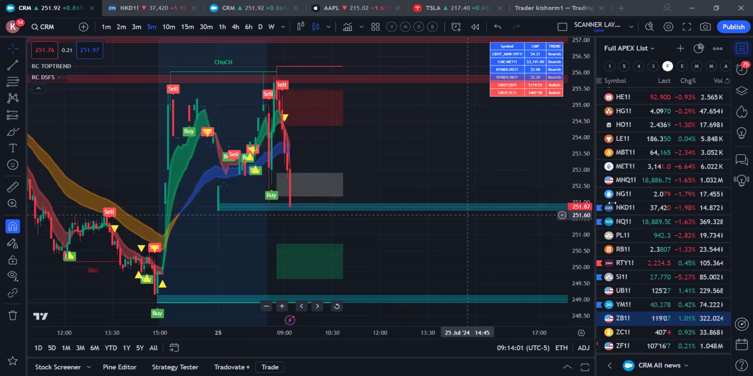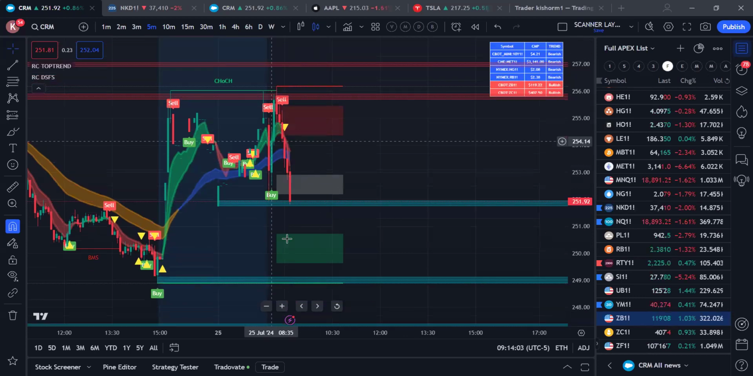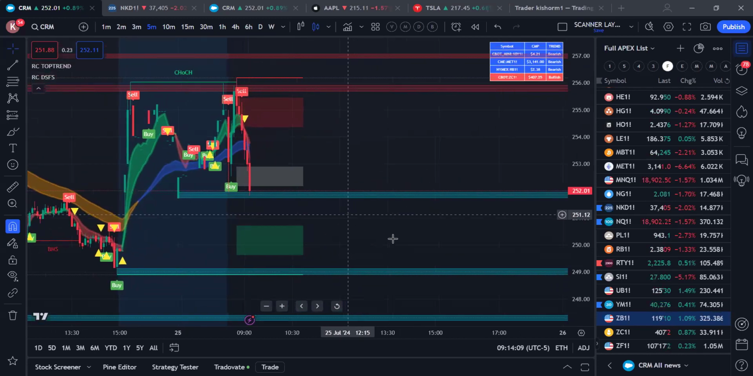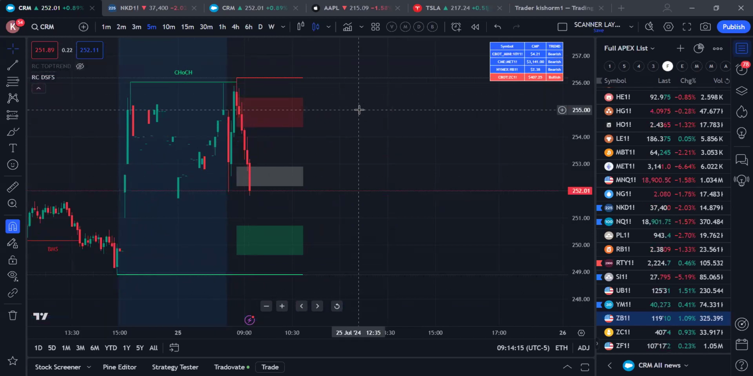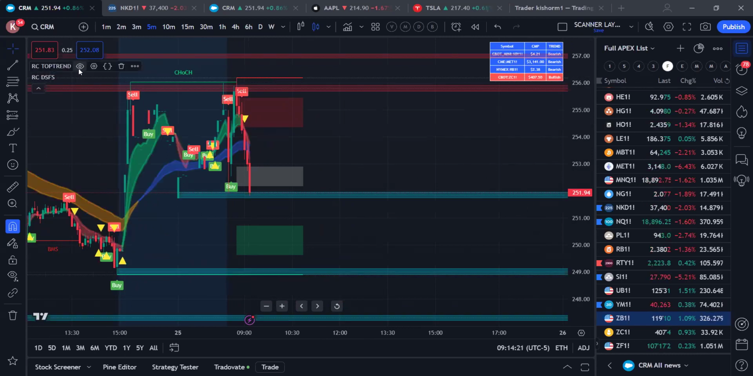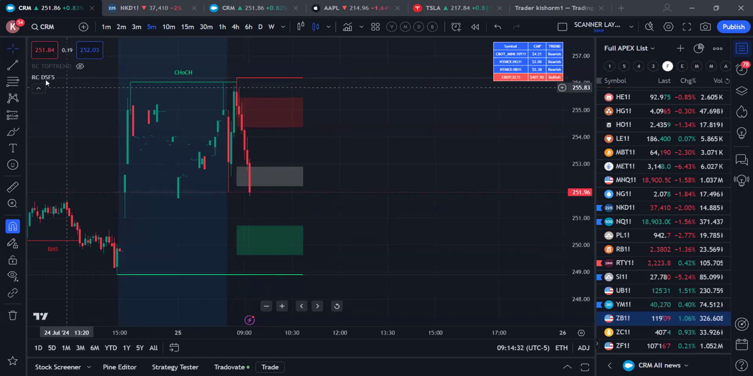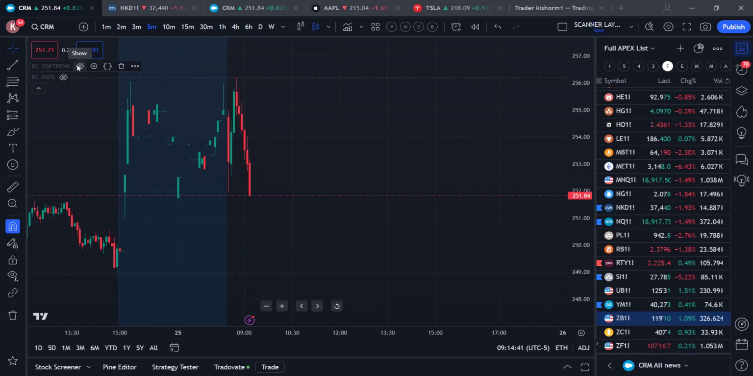If it breaks this support, it can come all the way down to 48. Right. So our step number one, our scanner gave CRM in the orange color. Step number two, our top trend also touched, right? We saw that price came to the bottom, went to the top, and started dropping. And then we want to look at a confluence, right? We don't want to just depend on one scanner.